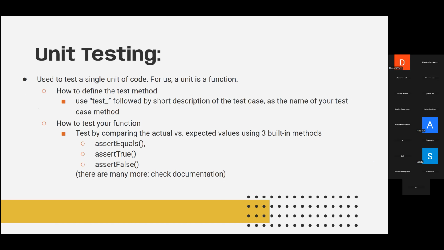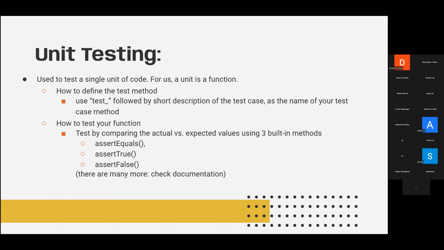So what is unit testing? So unit testing is a test to test a single unit of code. For this course, we are defining a unit as a function. So how do we define a test method? So first, we will always use the prefix test underscore, and then we will follow that by a brief description of the test case as the name of your test.